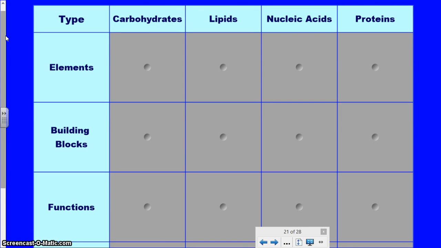All right, you should have gotten a table that looks very similar to this. This is just to help you review the differences between the different types of organic compounds. The first one that we're going to look at is carbohydrates. Carbohydrates are composed of the elements oxygen, carbon, and hydrogen. So go ahead and fill that in on your table.